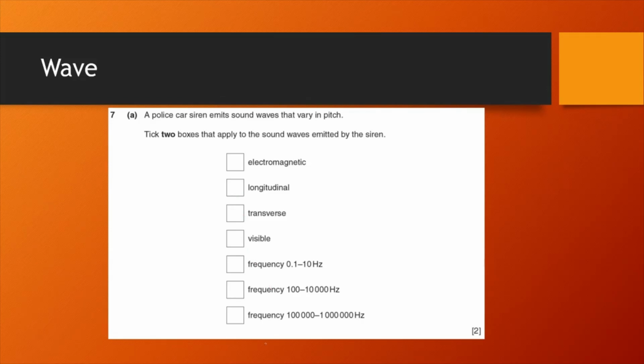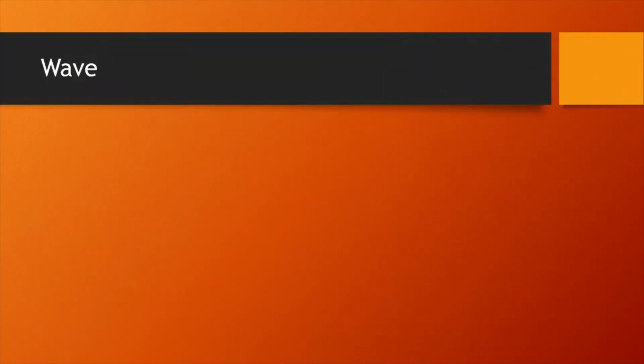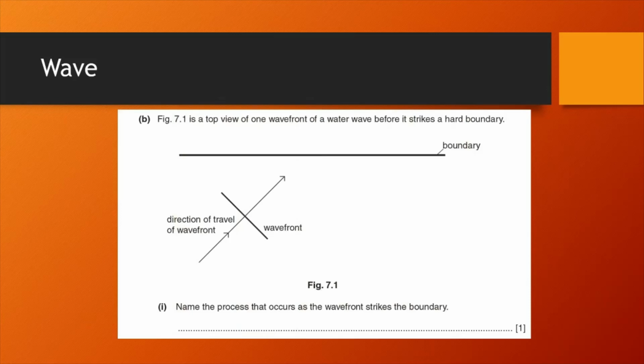Now let's continue to question 7b. Figure 7.1 is a top view of one wavefront of a water wave before it strikes a hard boundary. Name the process that occurs as the wavefront strikes the boundary. When a wave strikes a hard boundary, the wave will be reflected. So, the answer is, the process is called reflection.